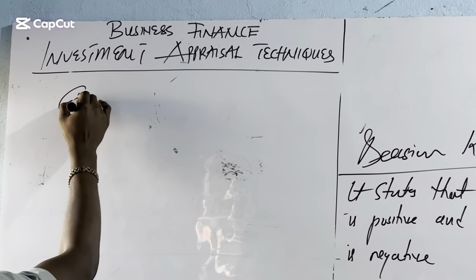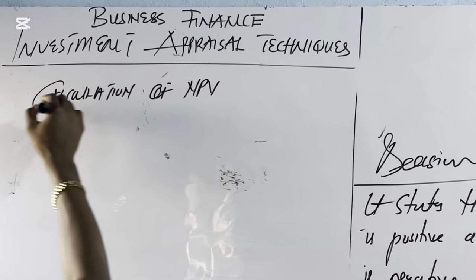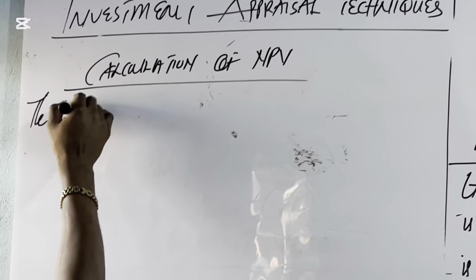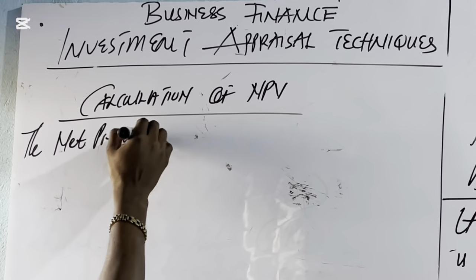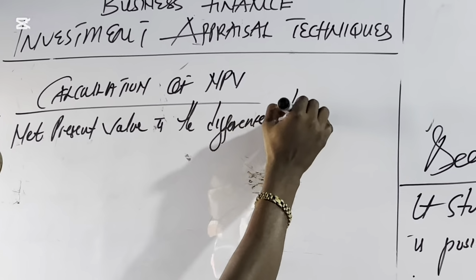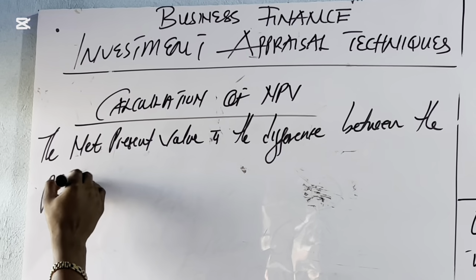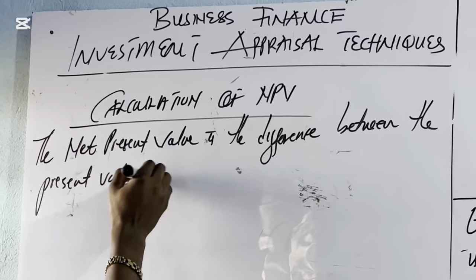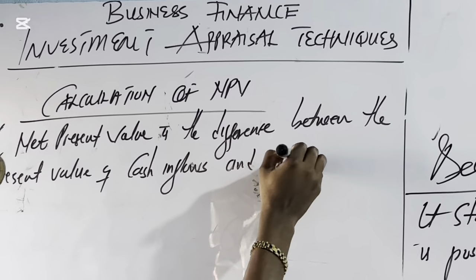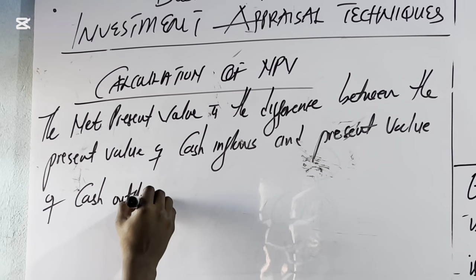So we look at calculation of net present value. Now we say the net present value of a project is just the difference between the present value of cash inflows and the present value of cash outflow.